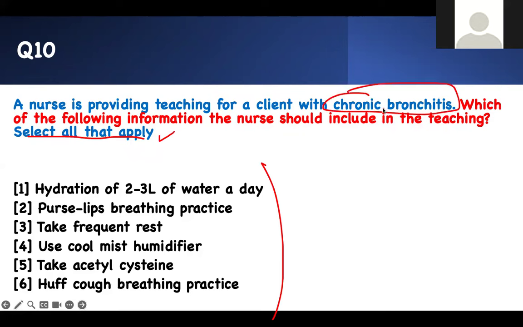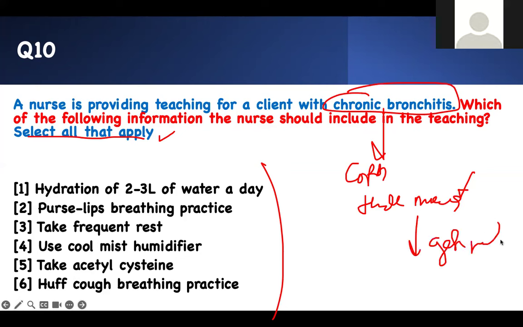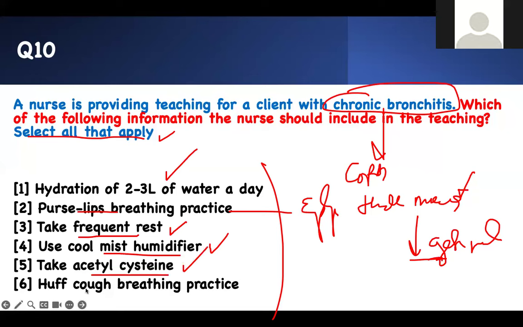Chronic bronchitis, right? It's a form of COPD. What is the problem? Too much mucus secretion. That's all. And that causes recurrent infection. The treatment is to get rid of the secretion as much as possible. So hydration will dilute it, right? Pursed lip breathing will not take care of your secretion. This is used for emphysema to prevent air trapping. Frequent rest, good. Humidify your air so that it can pass easily, right? Acetylcysteine will break down the mucus. Cough, yes, cough the mucus out. So 1, 3, 4, 5, and 6 are your right answers.